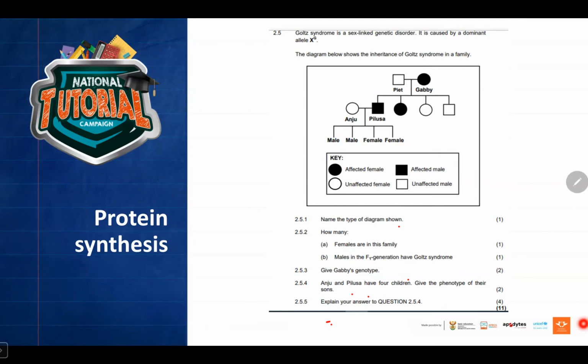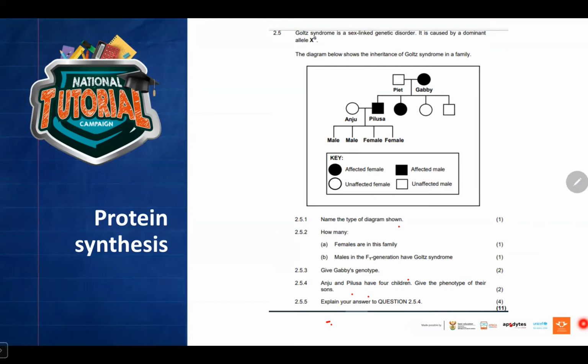And then lastly, 2.5.5, explain your answer to question 2.5.4 for 4 marks. So how do you explain this? Remember, they are asking you to explain, so they're not asking you to draw or give a Punnett square. You need to use words now.